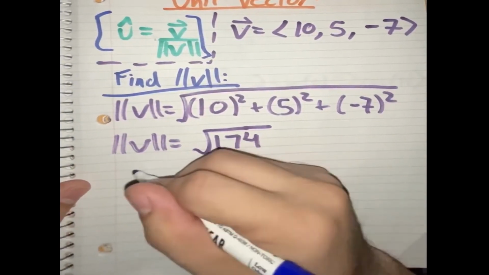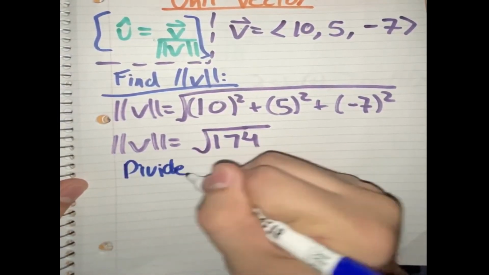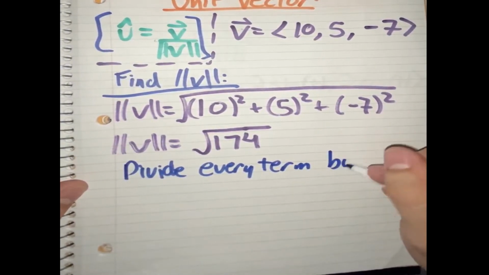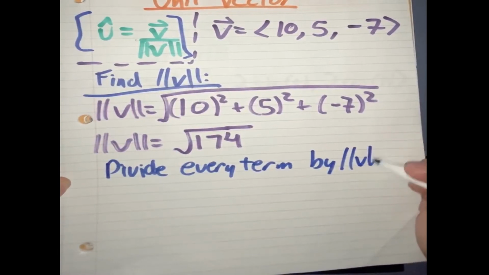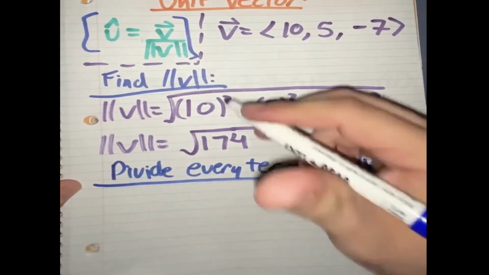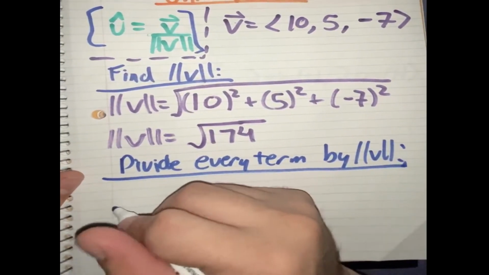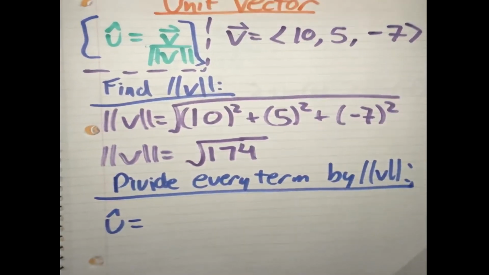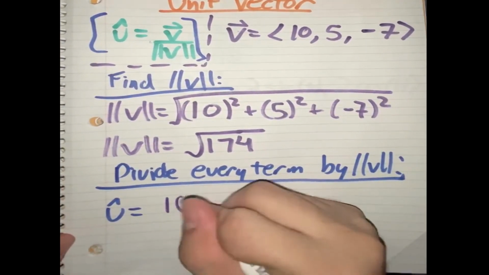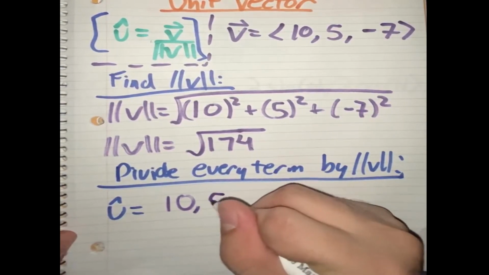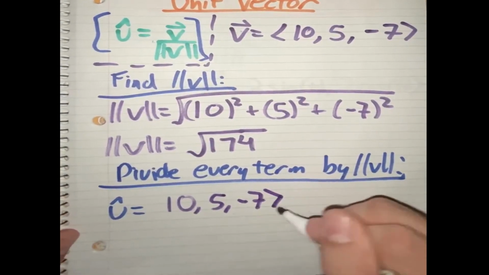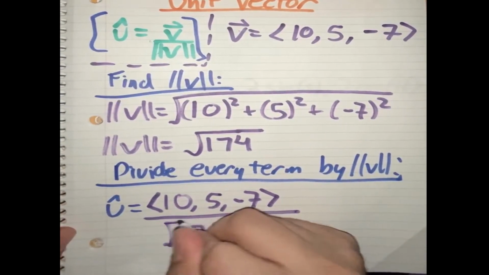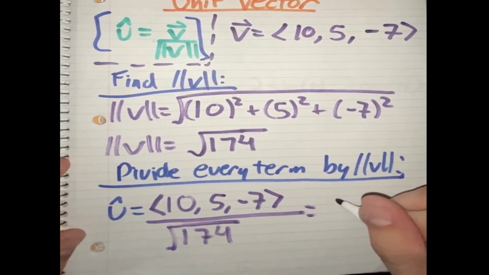So now the next step is to divide every term by the magnitude of v. That's our unit vector. Keep in mind this is our magnitude. So our unit vector is going to be equal to 10, 5, -7, all this divided by the square root of 174.